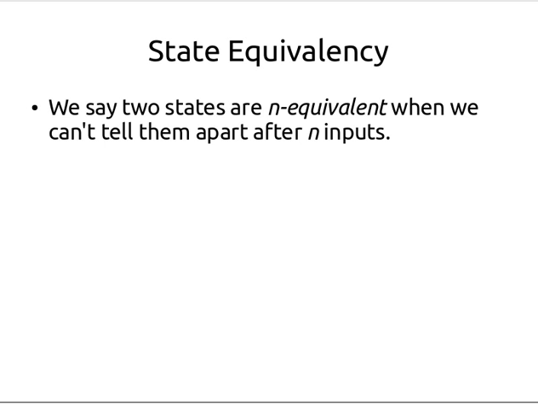It's called n equivalency. We say that two states are n equivalent when we can't tell them apart after n inputs. So let's say we put in 000 to one state and 000 to another state, and they give the same output. We will say that they are 3 equivalent if we use all different possible combinations of 3 bits, and they give the same output for each and every one of them.